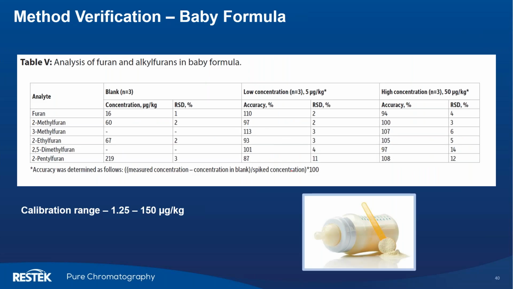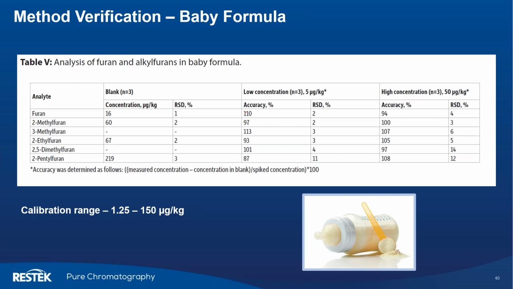So some final results in assessing the baby formula and looking at our method verification to ensure that this method could give us the accuracy and recoveries that we needed. You can see our method accuracy for each analyte on the low concentration end. So we did two spikes to evaluate these percent recoveries and their accuracy. We did a low concentration spike at 5 micrograms per kilogram and a high concentration spike at 50 micrograms per kilogram to ensure that we had good accuracy at both the low end and the high end of our calibration range.